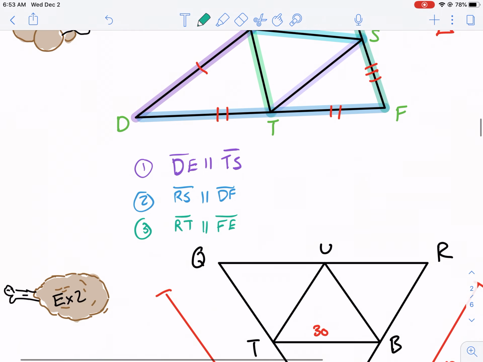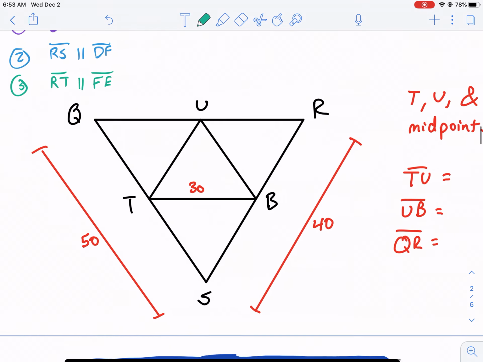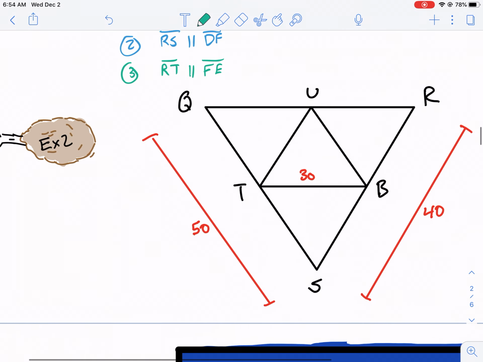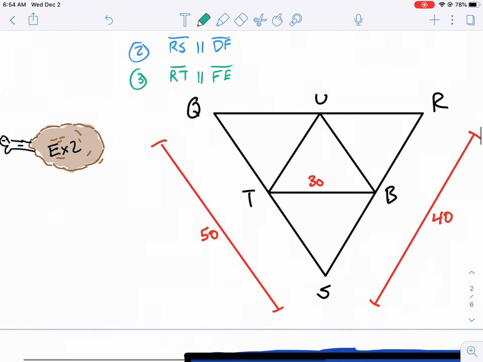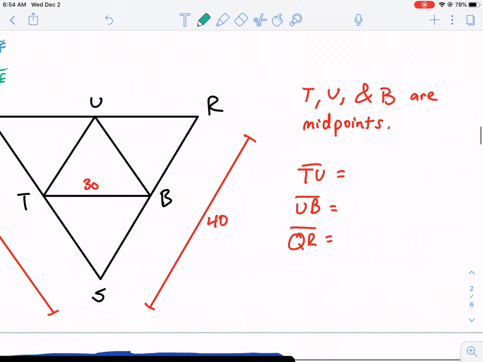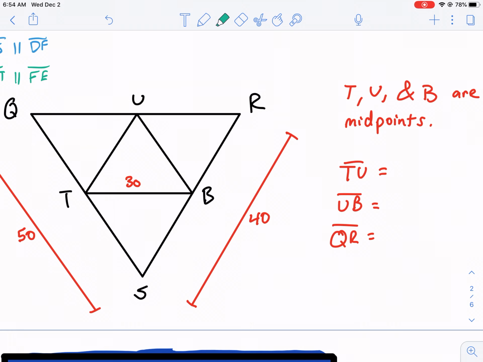We're done with example 1. Example 2, a little bit more to example 2. Definitely going to be some problems on your test or quiz or assignments coming up on this type of problem. So we say T, U, and B are midpoints. Let's go ahead and highlight those 3 points, T, U, and B. Now if you want, you can label these lines like this just to show that they are, in fact, midpoints.